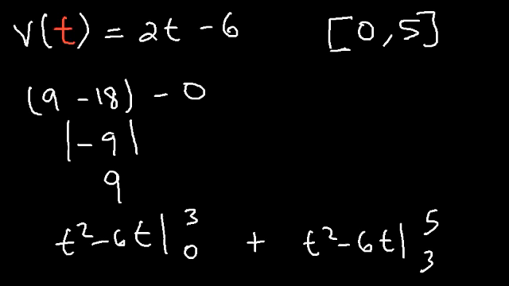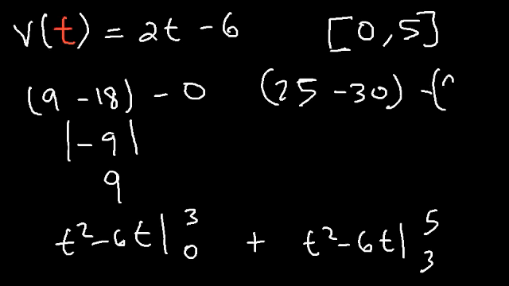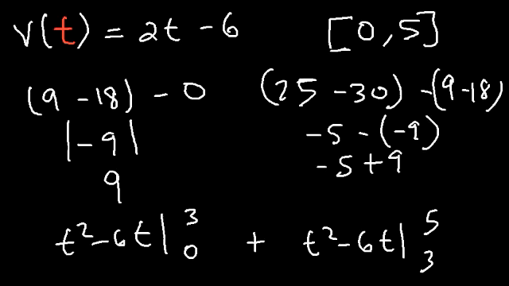Now for the next 2 seconds, if we plug in, 5 squared is 25, 6 times 5 is 30, and then minus 3 squared is 9, 6 times 3 is 18. 25 minus 30 is negative 5. 9 minus 18 is negative 9. So this is negative 5 plus 9, which is 4. So the total distance is 9 plus 4, which is 13.